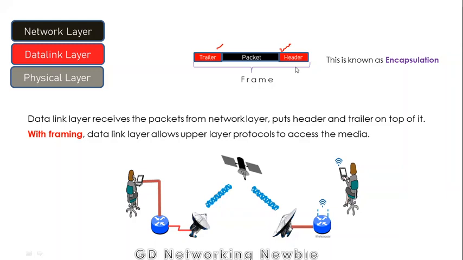With the help of framing, the data link layer allows upper layer protocols to access the media. Upper layer protocols means the network layer. By using this framing technique, the data link layer allows the network layer to use any media which is available to us. So we have different media, and the network layer can access these types of media with the help of the data link layer.